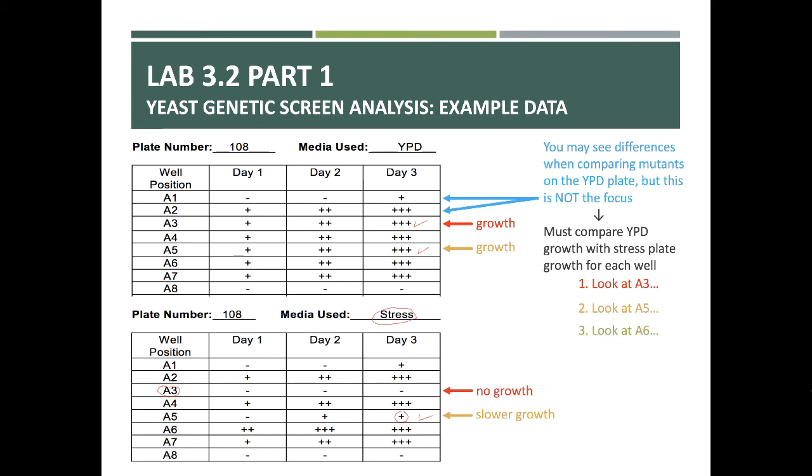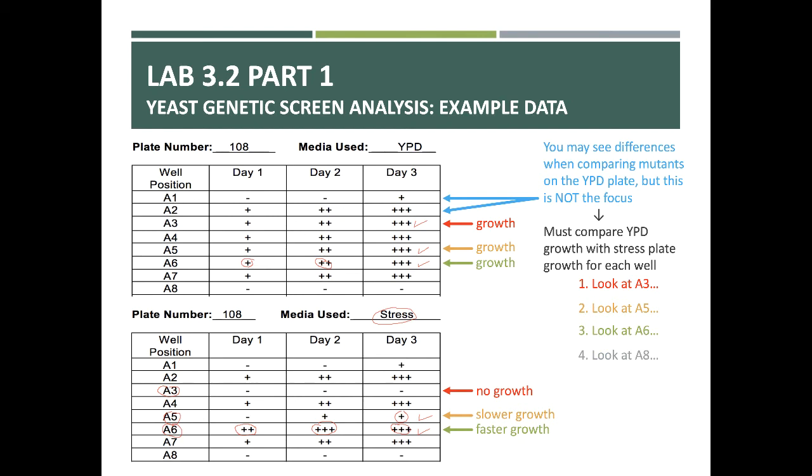Now let's look at A6. A6, we see 3 pluses here, and we see 3 pluses here. At first, that may not seem all that interesting, and maybe it is, maybe it isn't. But if we look at the pattern, we see that at day 1 on just YPD, there was 1 plus. And then it moved to 2 pluses. But on the stress plate, 3 pluses. And it remained at 3 pluses. So it grew at a faster rate on the stress plate. What that means, we don't know, but we know it's different. So it's potentially interesting. So on these series of data, we know we're interested in A3, A5, and A6 here.